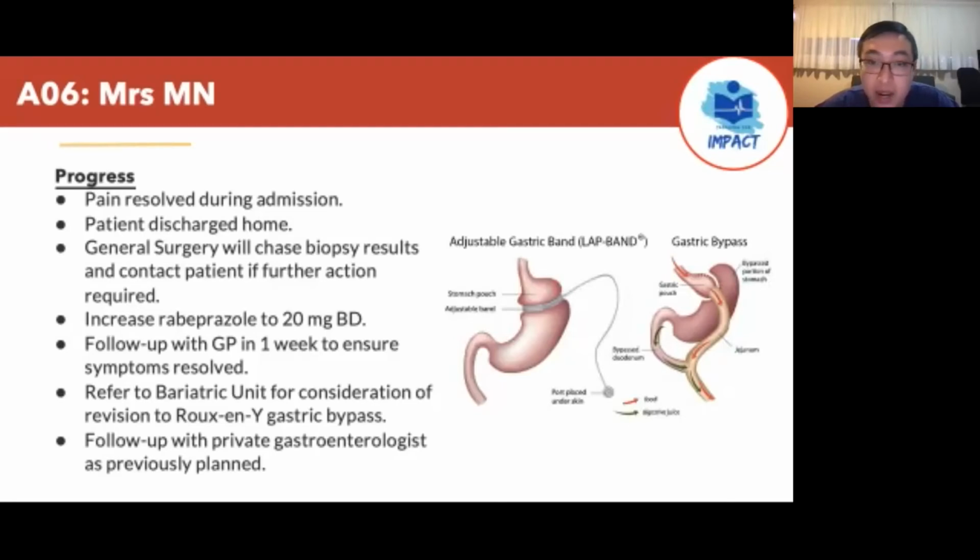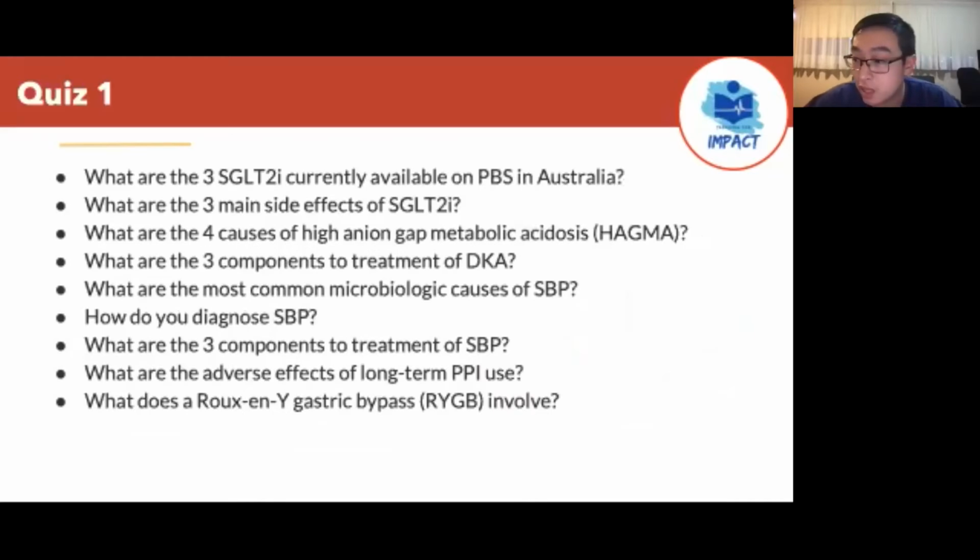And Roux-en-Y, as I mentioned before, like sleeve gastrectomy, has a much higher success rate as a bariatric procedure than gastric banding. And then the patient's getting followed up by her private gastroenterology doctor as well. So that's the first case. So a few learning points there.